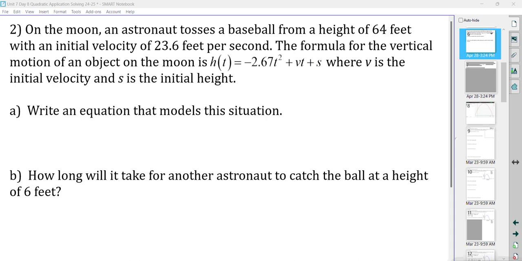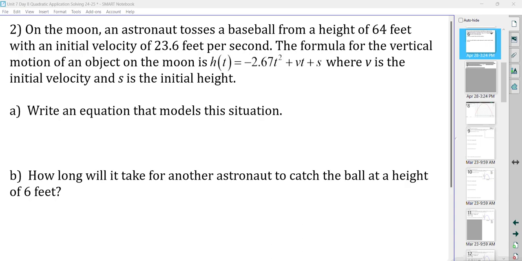Here's another scenario. On the moon, an astronaut tosses a baseball from a height of 64 feet with initial velocity of 23.6 feet per second. The formula for vertical motion of an object on the moon is h of t equals -2.67 t squared plus v times t plus s, where v is the initial velocity and s is the initial height.